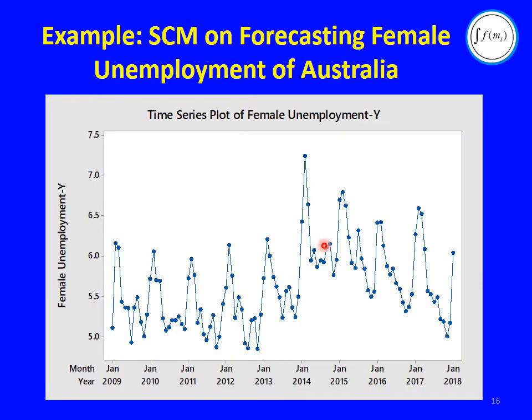I will show you one example how to apply this Sama circular model. This is the female unemployment of Australia from 2009 to 2018. You can see it follows an irregular wave-like pattern with non-linear trends.